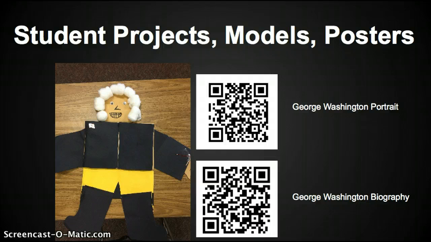Use QR codes for student projects, models, or posters to add a little something extra. It's quite a nice personal touch when students record their voices and then publish those recordings to YouTube and attach them to those projects, models, or posters. They can also use the QR codes in order to curate materials from the internet. This was a biography that a student made about George Washington. They curated some information regarding George Washington's portrait and also a biography that was previously published on YouTube.